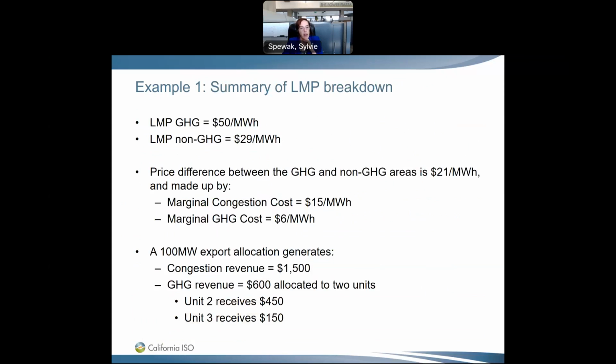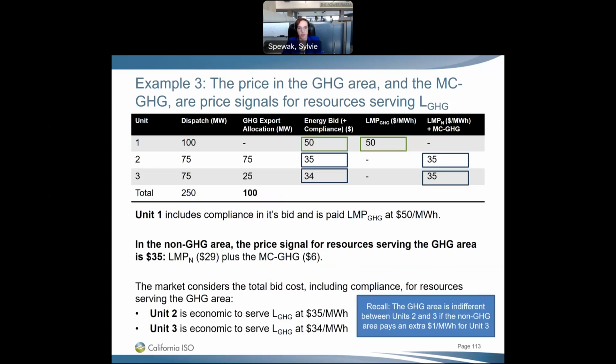Here's a summary of all of those things, and we see that GHG revenue in the previous two examples was allocated just to a single unit. So now we're going to see how GHG revenue is efficiently allocated to cover both energy costs and compliance costs in excess of LMPN. First, let's start with the price signal for GHG area resources. We've talked about Unit 1 already, so let's talk about Unit 2 here.